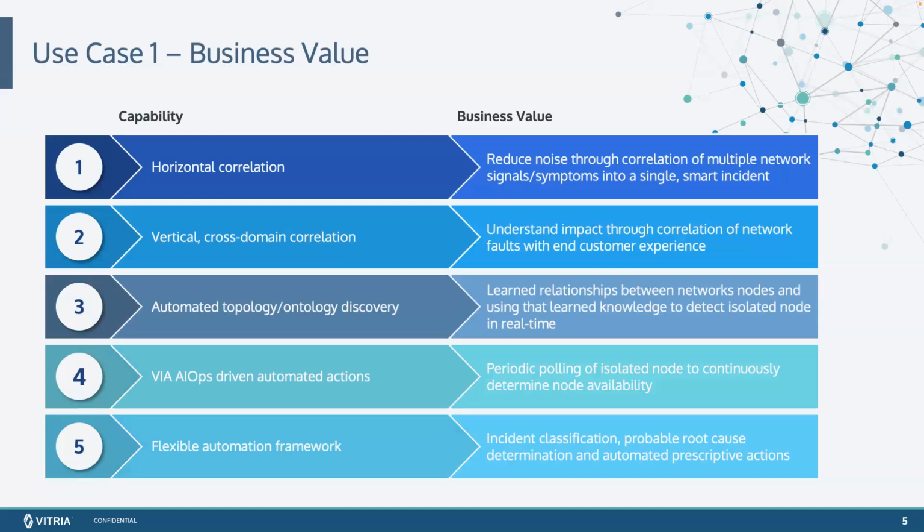Second of all, we demonstrated vertical and cross-domain correlation. So this allows us to understand impact through correlation of network faults with end customer experience. And we can see that the end customer experience in this demo was illustrated by an escalation in the number of care calls. We also demonstrated automated topology and ontology discovery. So by learning the relationship between the network nodes, we're able to use that learned knowledge to detect isolated nodes in real time. As per in this example, we were able to detect an isolated CSR.